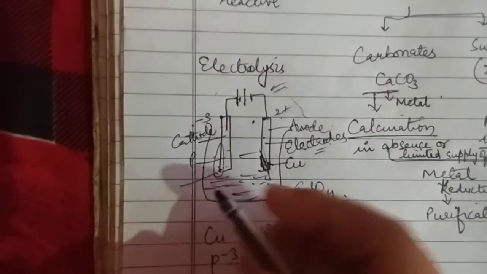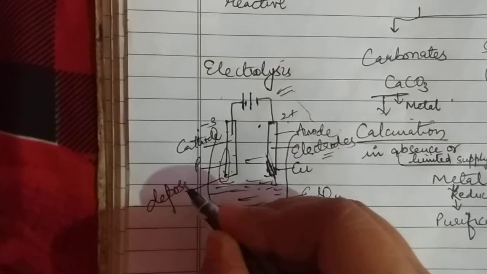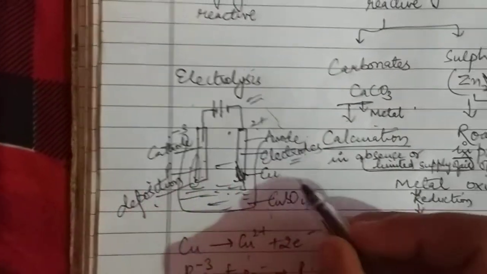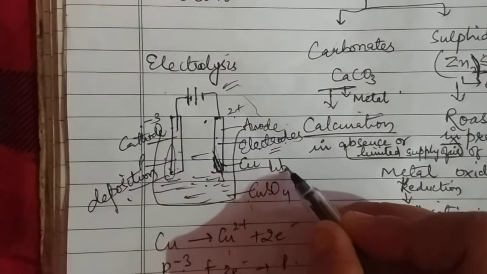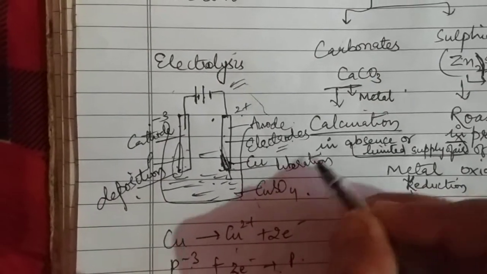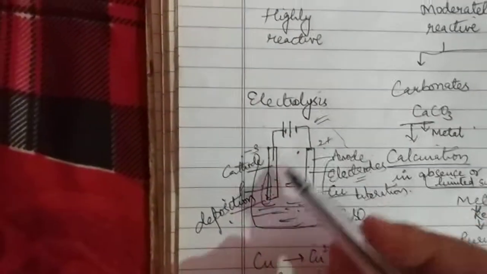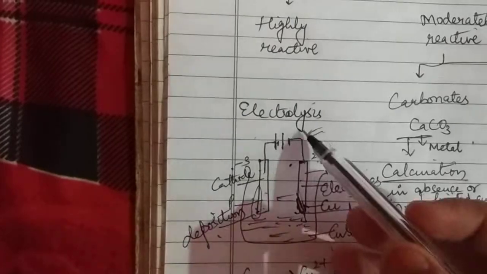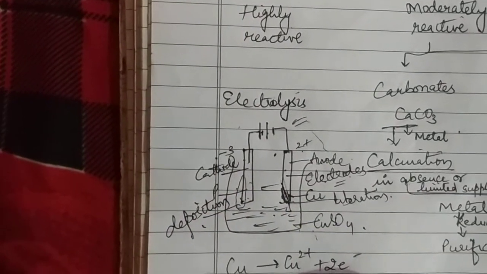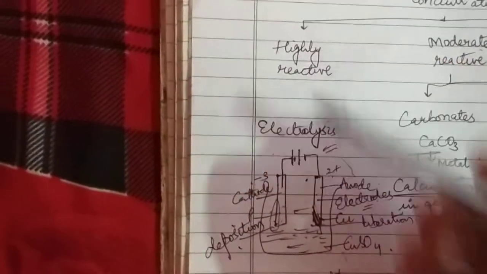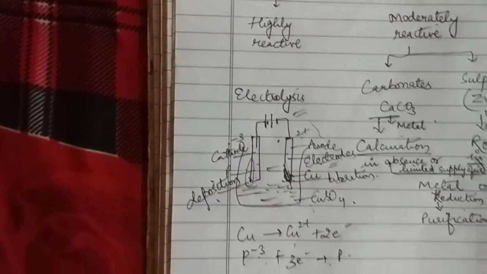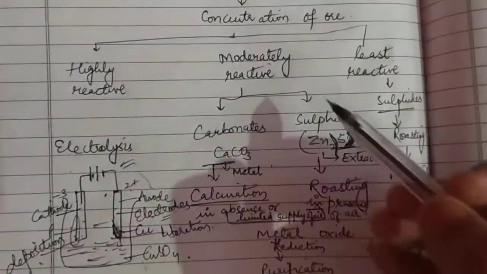So here is a deposition of ions and here is a liberation of ions. Clear? And by this process, when they conduct electrolytic refining or the electrolysis process, this happens for the highly reactive metals. Clear? Second is moderately reactive.